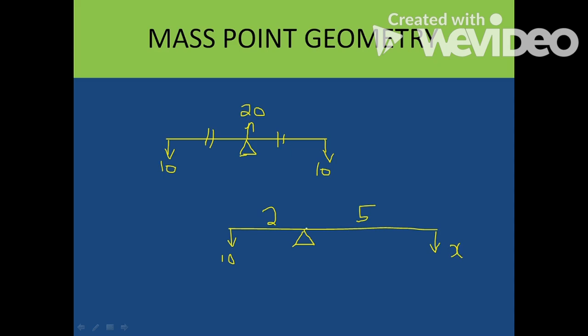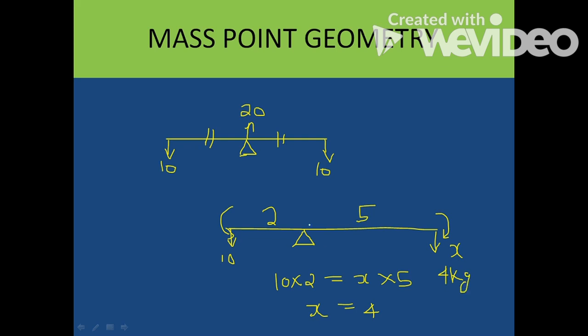We have to balance the torque on either side for the seesaw to remain stable. That is, the torque from the left hand side should be equal to the torque from the right hand side. So the torque 10 into 2 should be equal to the load x into 5. So the value of x will be equal to 4 kgs.